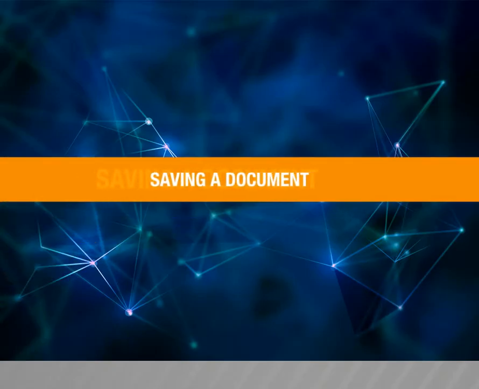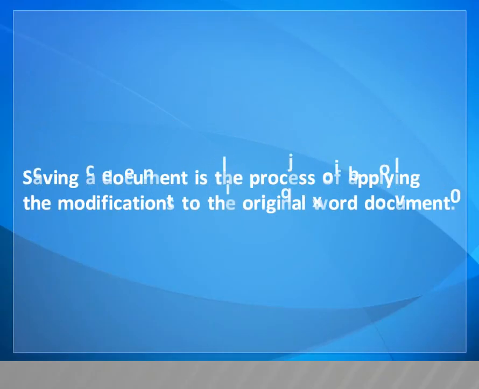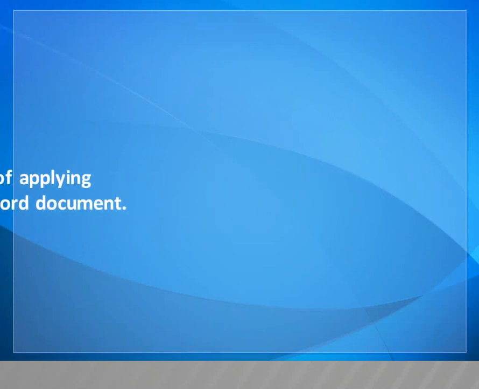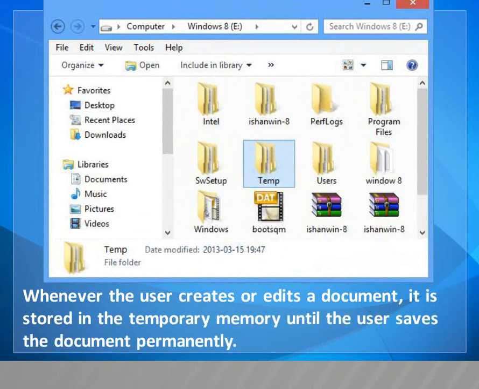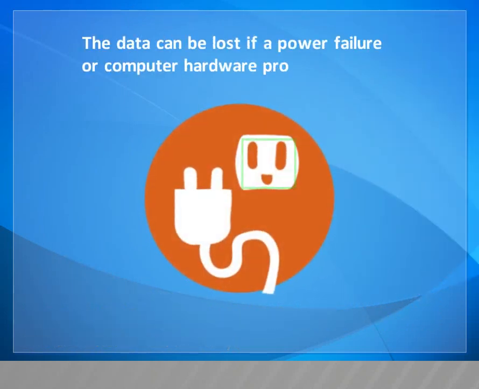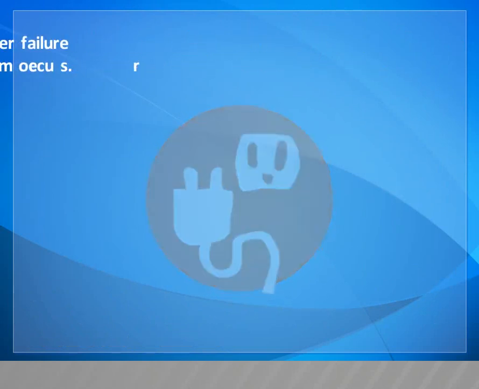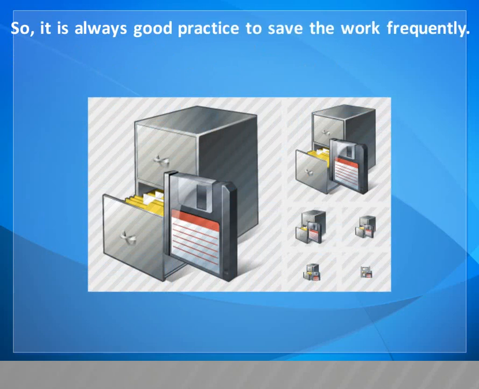Saving a document. In this video, we are going to see how to save a document. Saving a document is the process of applying the modifications to the original Word document. Whenever the user creates or edits a document, it is stored in the temporary memory until the user saves the document permanently. The data can be lost if a power failure or computer hardware problem occurs. So, it is always good practice to save the work frequently.